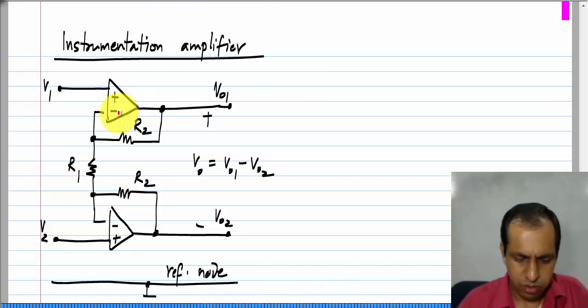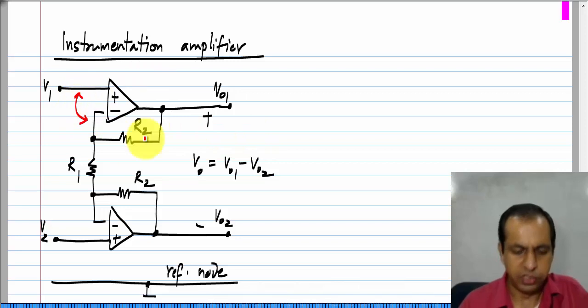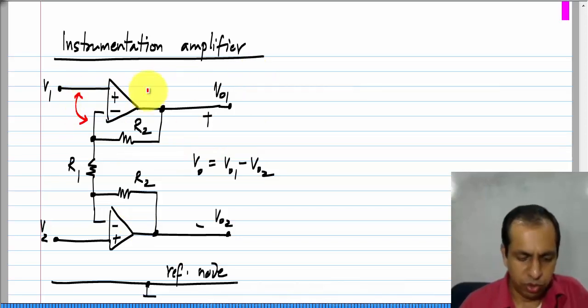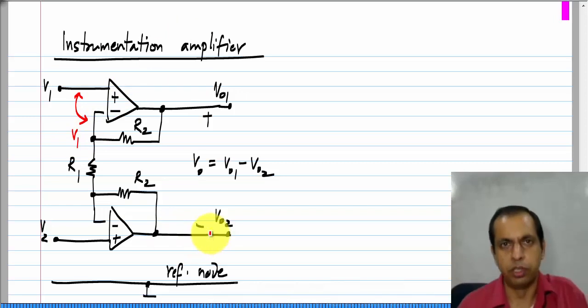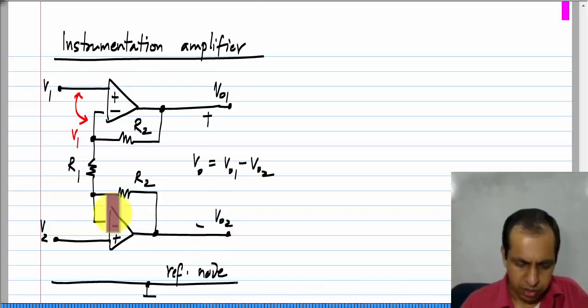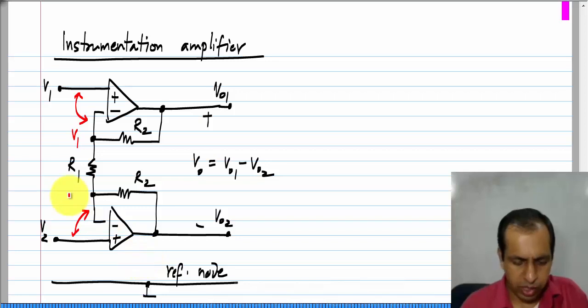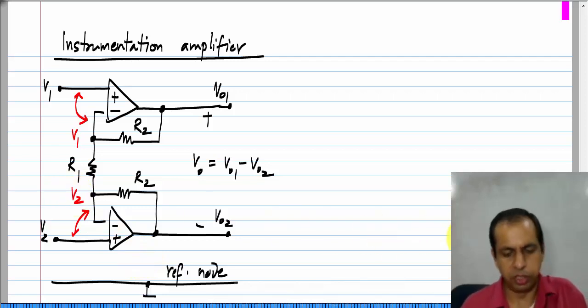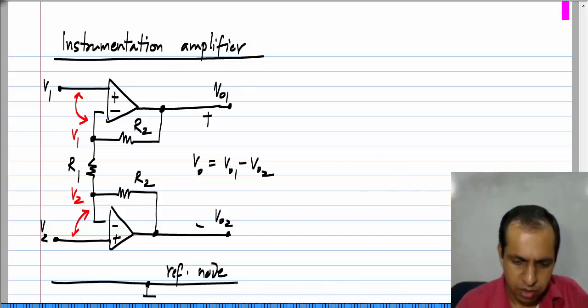Now, ideal op amp circuit analysis is very easy. I will use the virtual short between these two. There is negative feedback around each of these op amps that can be verified, as I mentioned earlier. So, the virtual short at the input of this op amp means that the voltage here is also V1 with respect to the reference node. Similarly, the virtual short at the inputs of this op amp means that the voltage difference between these two is 0 and this node voltage is V2 with respect to the reference node.